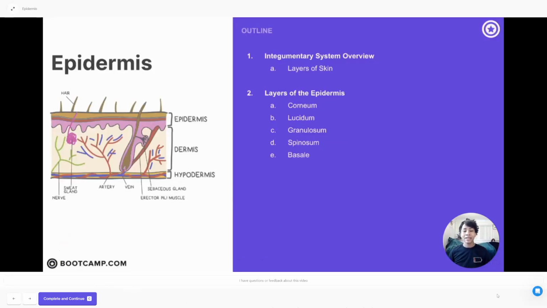Hey everyone, welcome back. In this video, we're going to tackle the integumentary system. So we're going to be talking about the largest organ that we have in our body, which is our skin. So first we're going to start out by going over the integumentary system, what it consists of, and then we're going to go a little bit deeper into one of the important layers of our skin, which is the epidermis. So let's get into it.